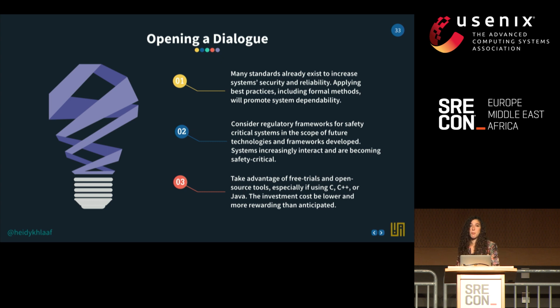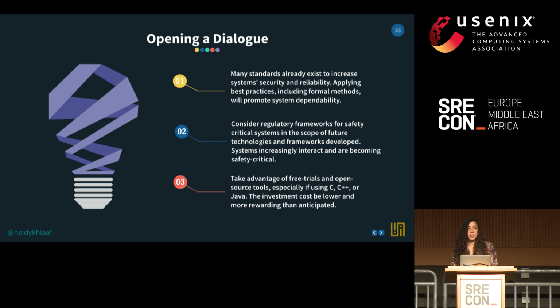Take advantage of them. Tell your devs, do you use C, C++, and Java? If you use Python, unfortunately, there aren't many formal verification tools for it. But the investment cost can be lower and more rewarding than you anticipated. And I also want you to consider regulatory frameworks for safety critical systems as the scope of future technologies and frameworks that you develop. More and more, every day, systems increasingly interact and are becoming safety critical.